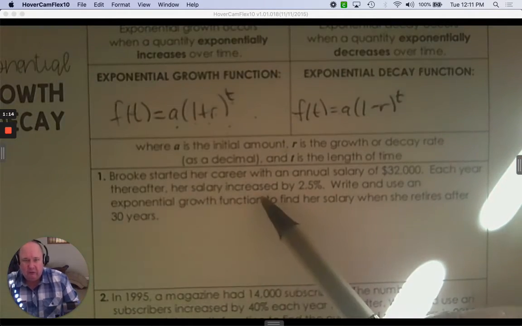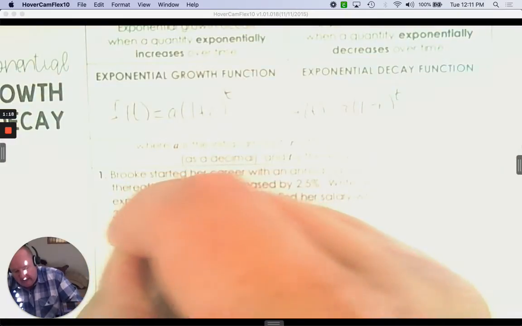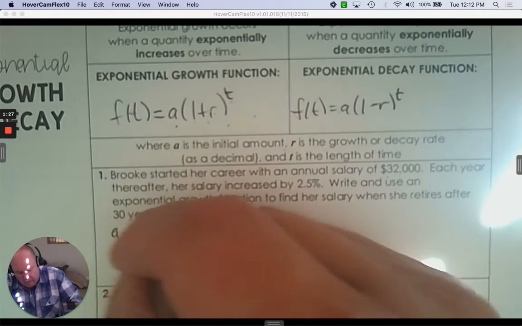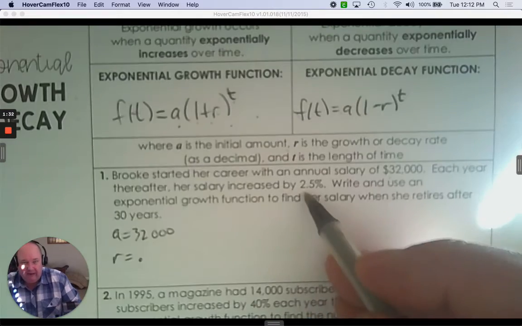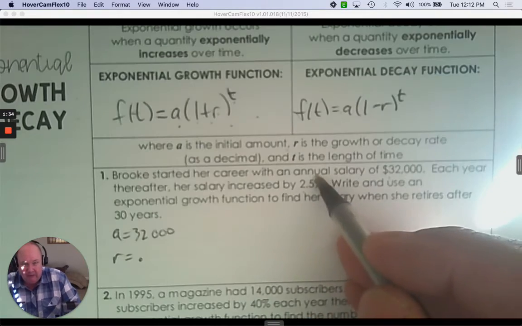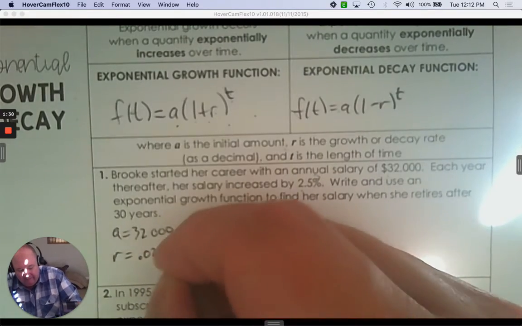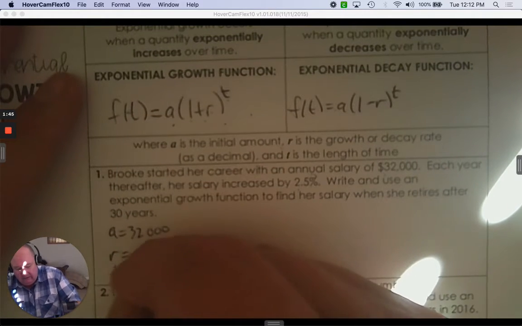Brooke started her career with an annual salary of $32,000. That's what A equals. That's the initial amount. Each year thereafter, her salary increased by 2.5%. So the rate of increase, and we have to write it as a decimal. So I know 2.5 is a decimal, but not a percent sign. So I move the decimal back 2. So 2.5% means the same as 0.025. And then how many years? T is equal to 30.